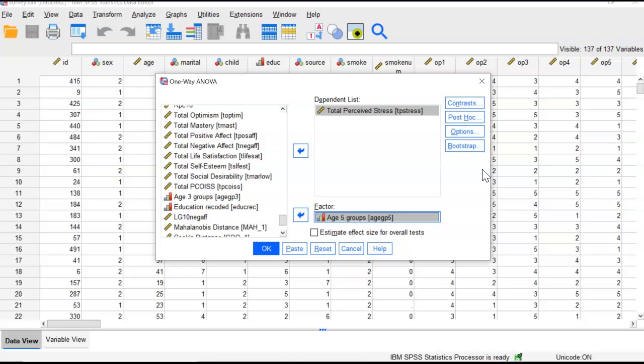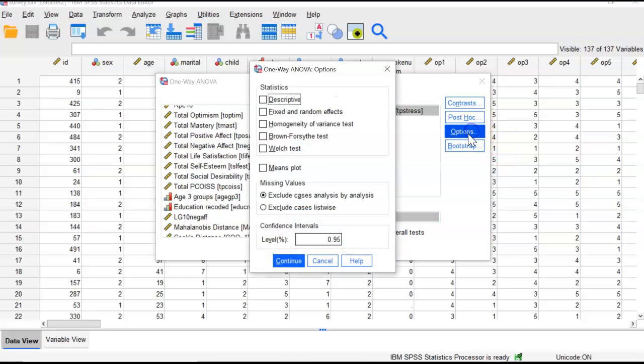All right, continuing on, you click the options box and you want to select descriptives. You also want to select the homogeneity of variance test. You want to select the Brown-Forsythe and the Welch test. And you also want to select means plot, because that's going to show you in graphical form so that you can visualize the difference between the groups if they are present. For missing values, you want to make sure that the box is ticked for exclude cases, analysis by analysis. I'll be honest, I've never known what that means.